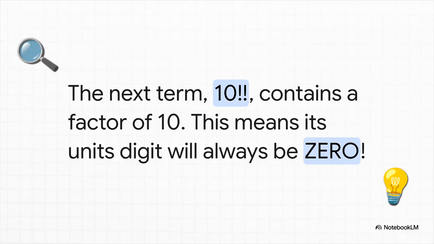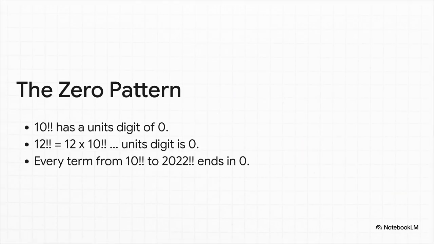Okay, the next term in our list is 10 double factorial. Now, let's write it out. It's 10 times 8 times 6. Wait a minute, stop right there. Do you see it? That 10 at the very beginning? Anytime you multiply a whole number by 10, the answer has to end in a 0. This is the breakthrough we've been looking for. This pattern is our master key.